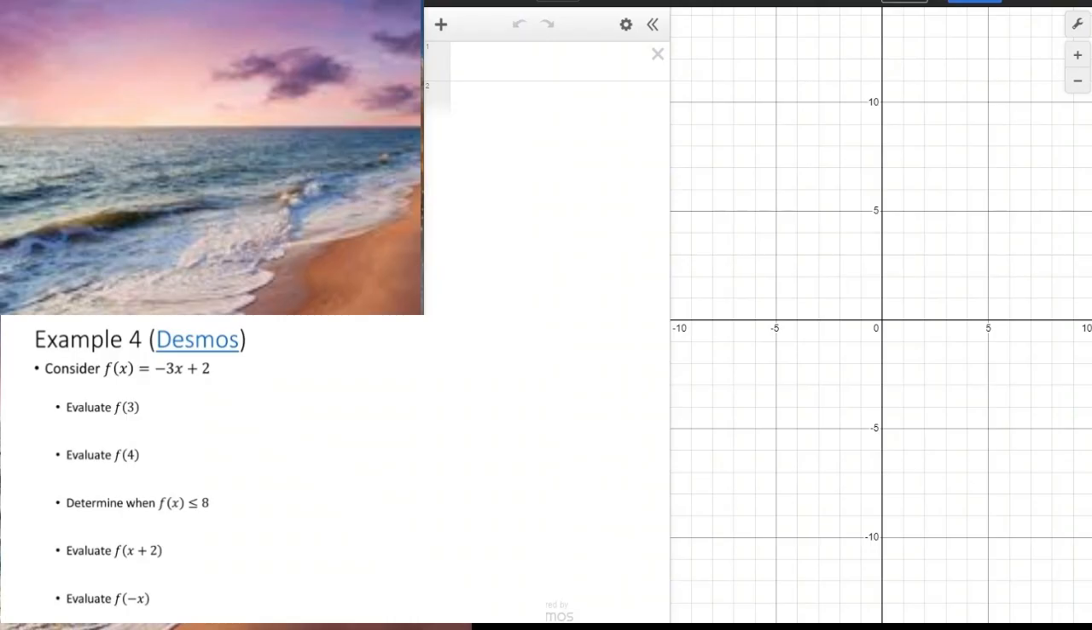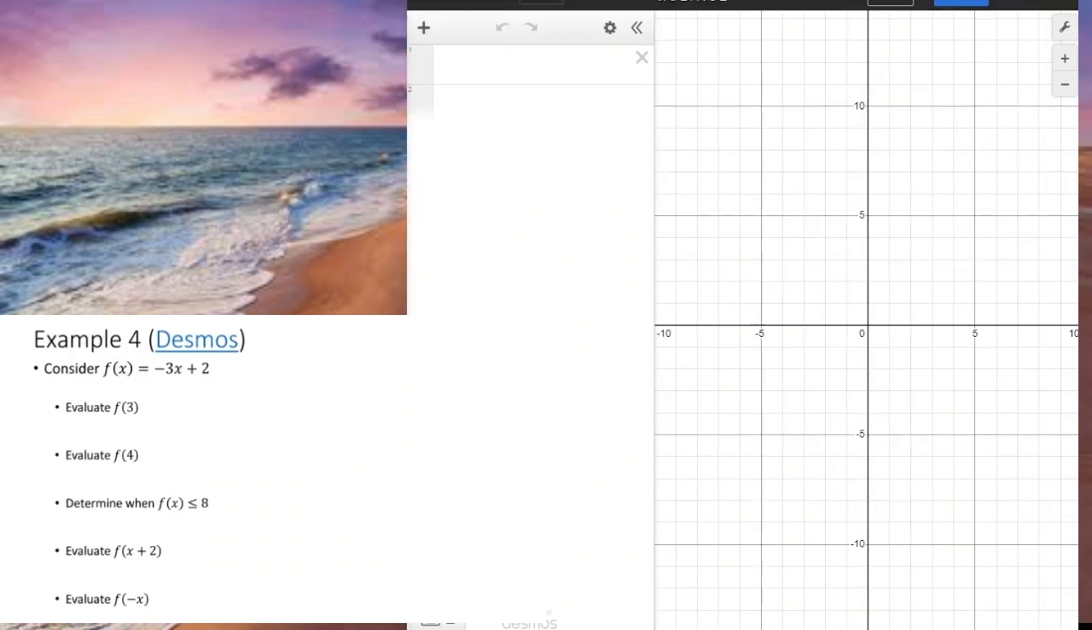In this example, we're going to take a look at how to use function notation when we have our function represented by an equation, and how we can use Desmos to help us evaluate functions. Let's consider the function f of x equals negative 3x plus 2. We want to evaluate f of 3.